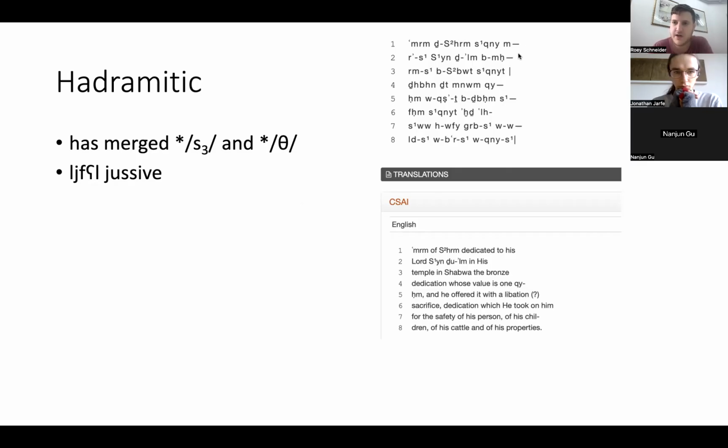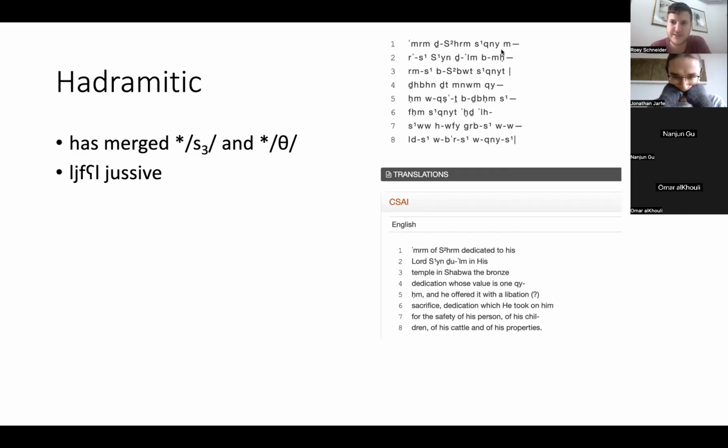So this exemplary inscription is Amram or something like that, or Omarum, I don't know. The Sahram of Sahram Saknaya he has dedicated or something like that.